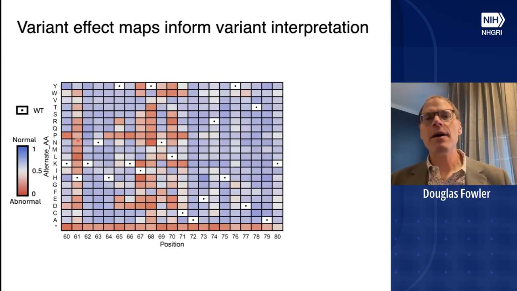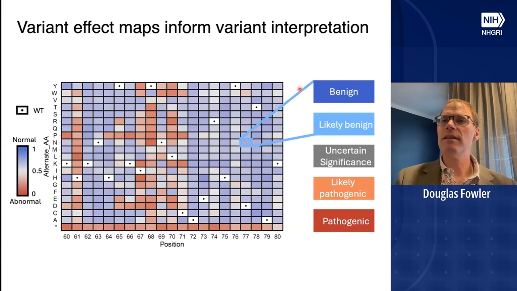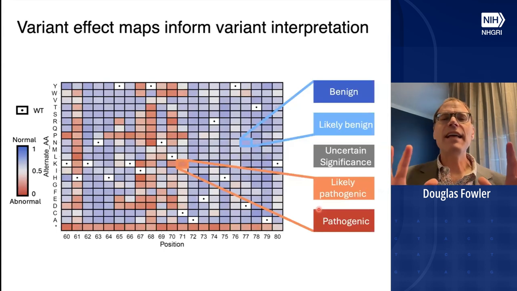So once we have this kind of map, what we can do is basically ask, can this map provide evidence for a variant that we're interested in? And what we might do is say, okay, I'm interested in this variant at position 77, and I see it has a normal abundance. It has a wild type-like abundance. So that can be some evidence that this variant is benign. Contrarily, this variant at position 71, if we saw that in a patient, we might say, oh, that's a low abundance variant. It's abnormal. And that might provide some evidence that the variant is pathogenic. So that's the idea of multiplexed assays of variant effect.